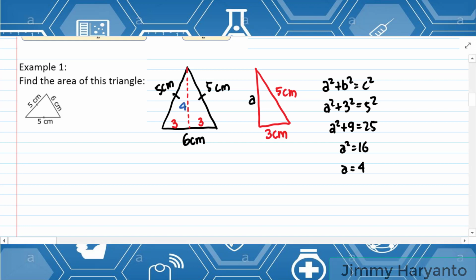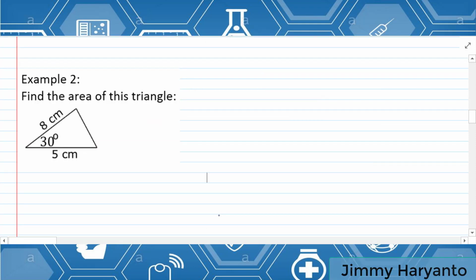After that, you have to find the area. Area equals half times base times height. Half times base, so the base is 6, equals half times 6 times the height, which is 4. It will be 3 times 4, 12 centimeters squared. That is the area of the triangle. Next, how about this one?